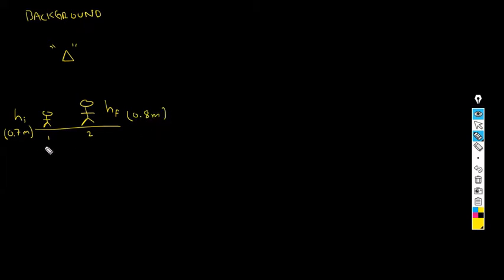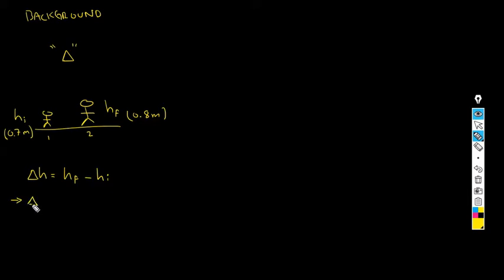Okay, so let's see how I can write this change in height mathematically. What I can do is this. I can use this notation to say the following. The change in height is defined as the following: the final height minus the initial height. Okay, this is a definition.